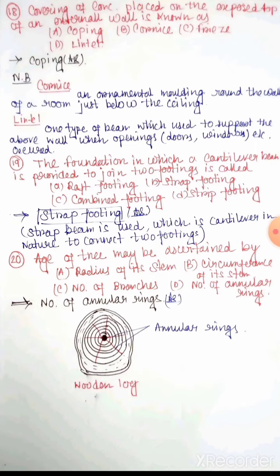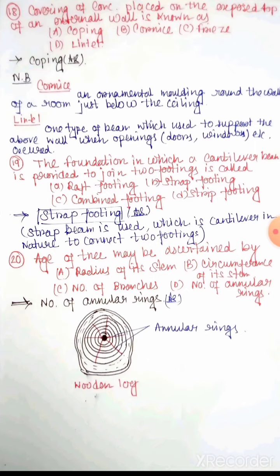Next question. The foundation in which a cantilever beam is provided to join two footings. This foundation or this footing is generally termed as strap footing. In strap footing, strap beam is used, and strap beam in nature is a cantilever beam.